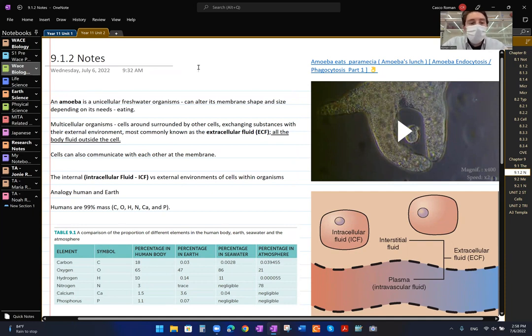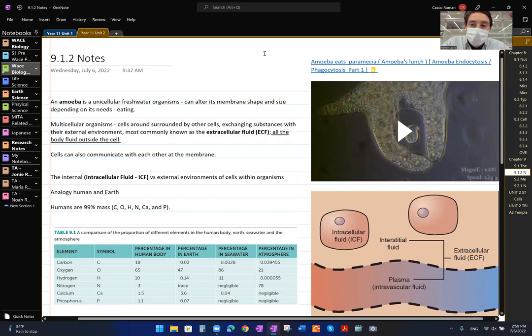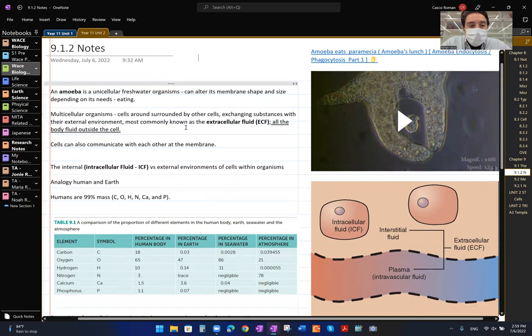Like I mentioned before, the cell membrane is very, very flexible, as you saw that it could move around in a wave-like motion. It can actually reshape the overall organism. This is especially important in unicellular freshwater organisms like the amoeba that you see here in this picture. It can alter its shape. It can alter the composition of the cell membrane, the shape and size, depending on what it needs to do, let's say, like feed.